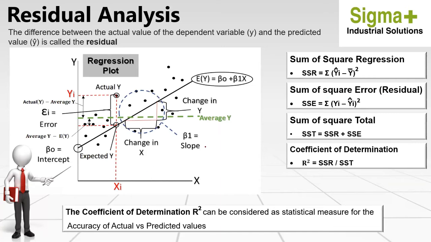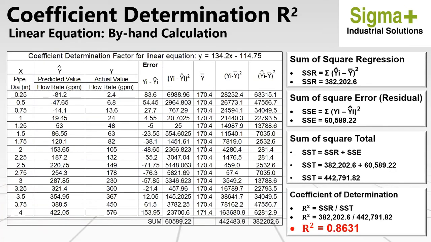Okay, so let's go now, and we will apply those equations in our examples so we can better understand the coefficient of determination, the R square. Okay, so here is my X, the diameter of the pipes, my predicted values, and here is my actual value.